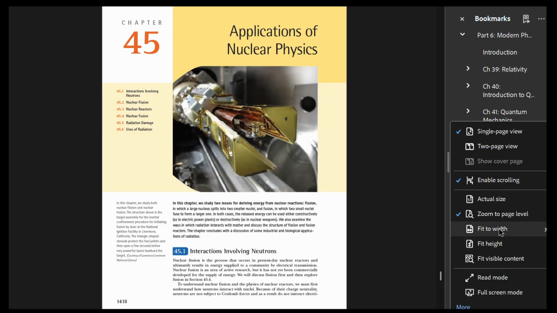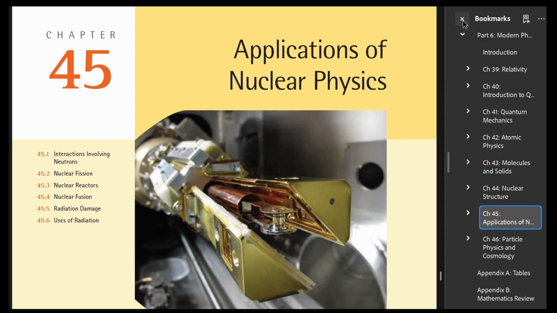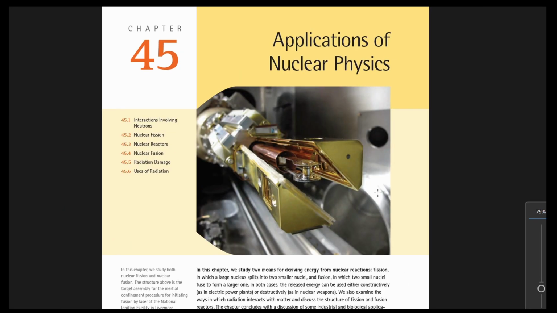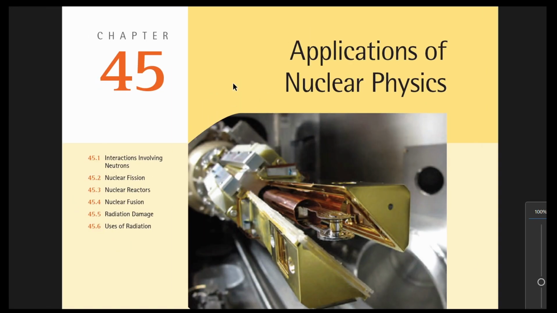Let's fit this to width, remove this. Actually, let me zoom out a bit so it's easier to see. That's pretty good. All right, I'm just gonna zoom right through it. We got 6 sections: interactions involving neutrons, nuclear fission, nuclear reactors, nuclear fusion, radiation damage, uses of radiation.